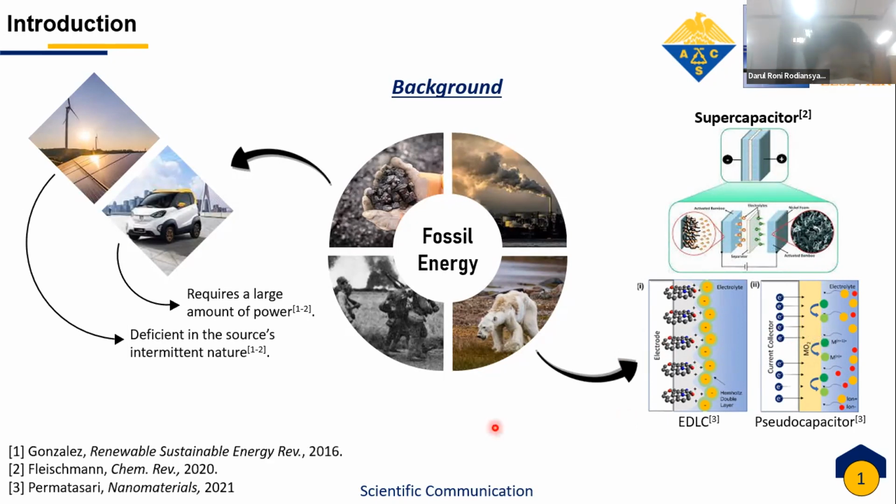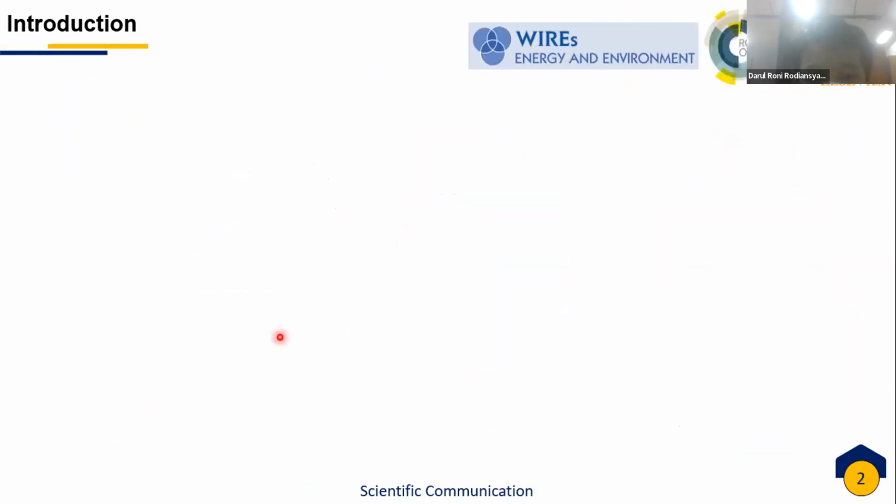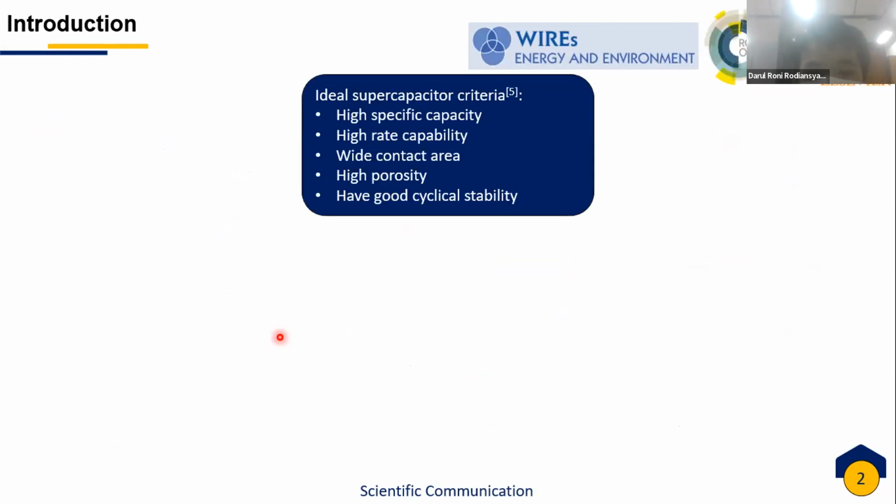This is my reference. Next, the ideal electrode has the following criteria: high specific capacity, high rate capability, wide contact area, high porosity, and good cyclical stability.